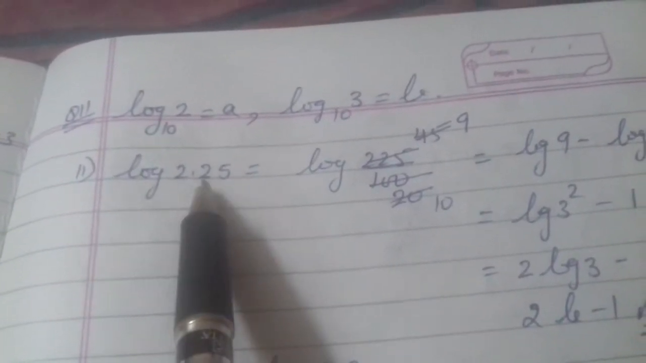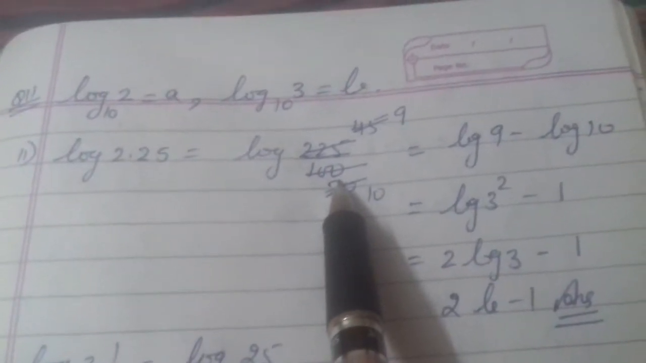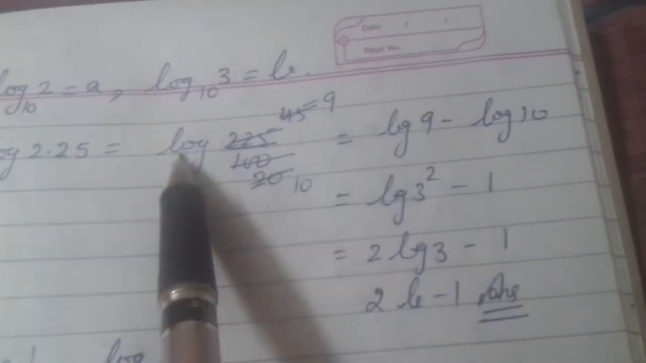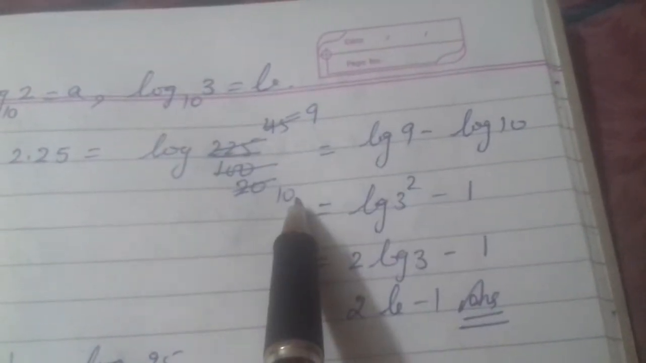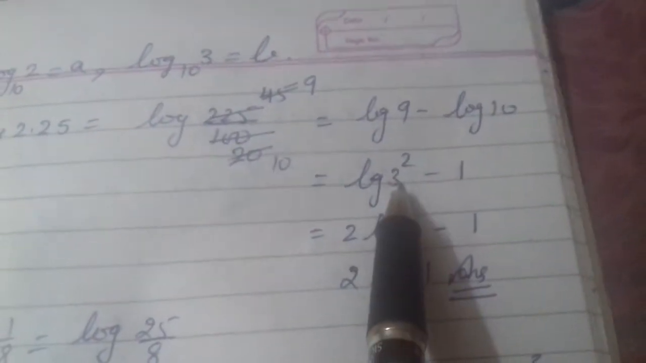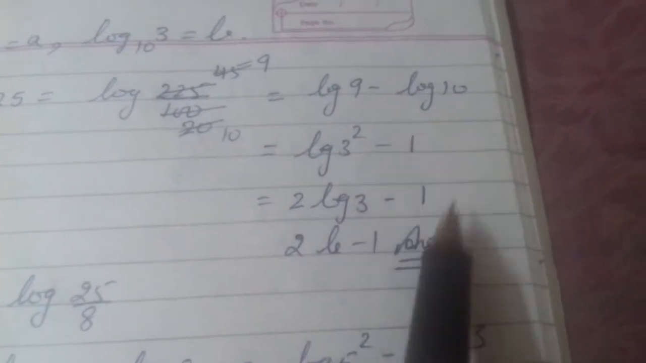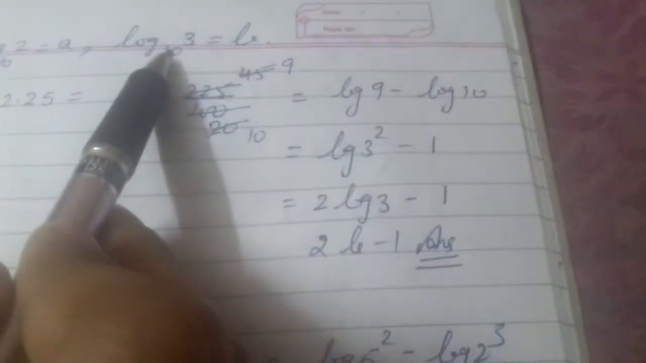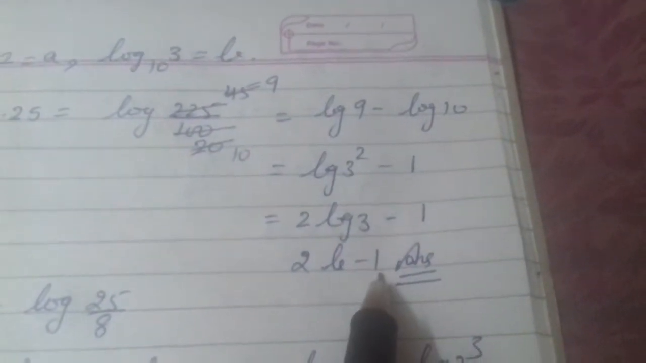So children, 2.25 can be written after removing the decimal. So the term will be log, after cutting it will be log 9. It is log A over B, that is log A minus log B. So how can we write 9? 3 square. So 2 can be taken in front. Log 10 is what? 1. Now you can see what is the value of log 3. It is given B. So this is the answer, 2b minus 1.